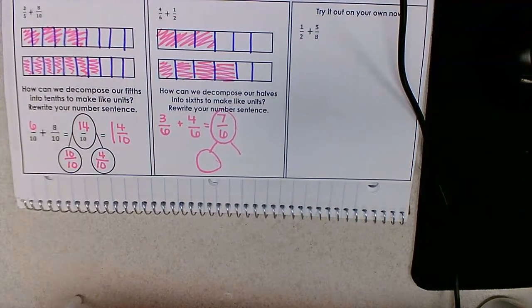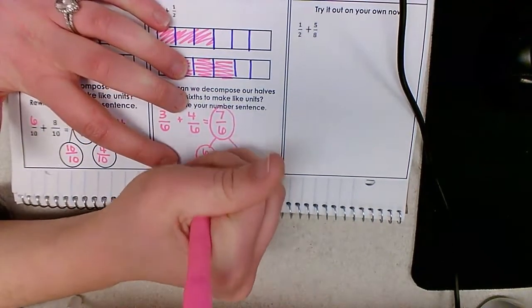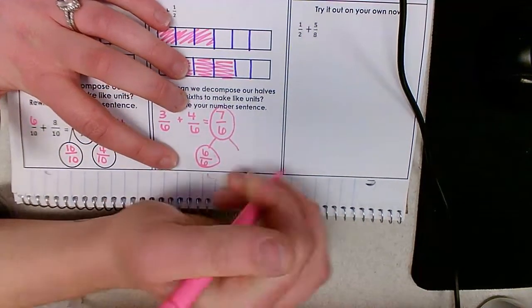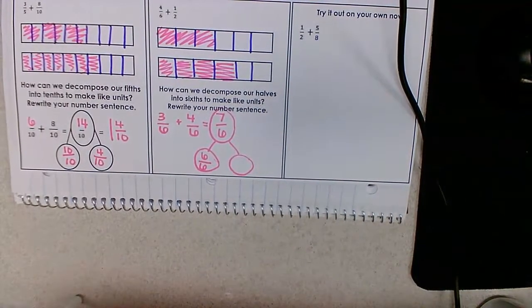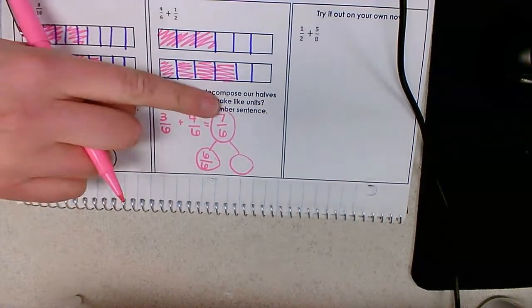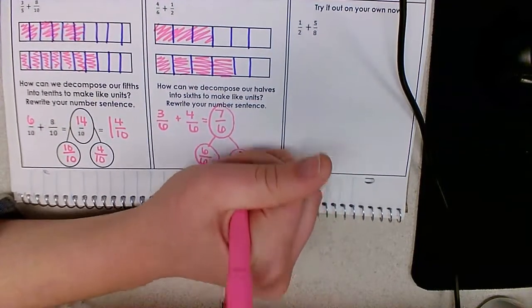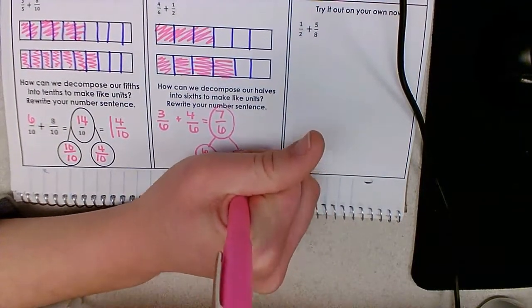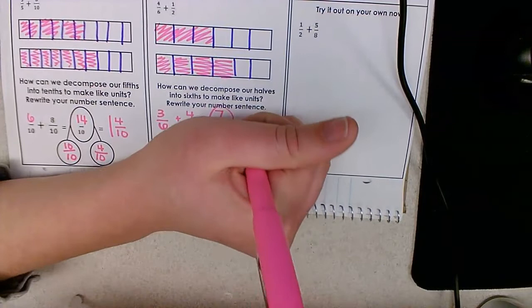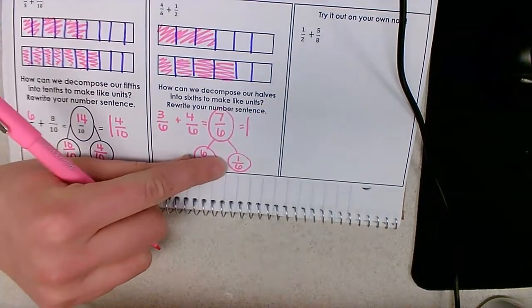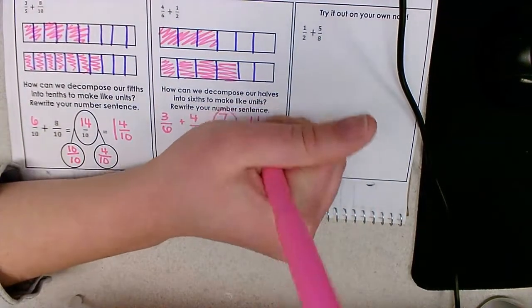I'm going to pull out one whole piece. 6 out of 6 is my whole piece. And what's left over when I take 6/6 away from 7/6? 7 take away 6 equals 1. So I would rewrite my mixed number as 1 whole and 1/6.